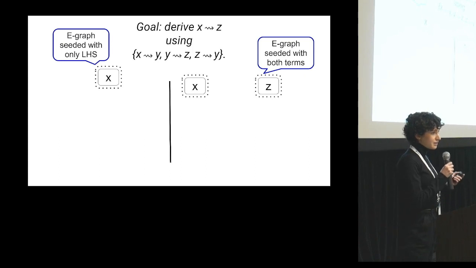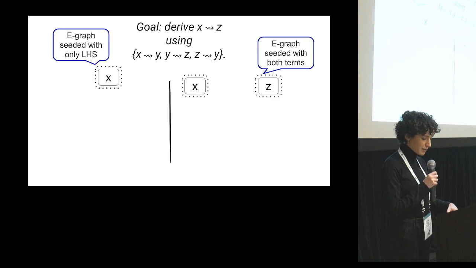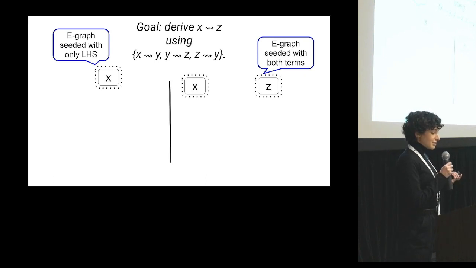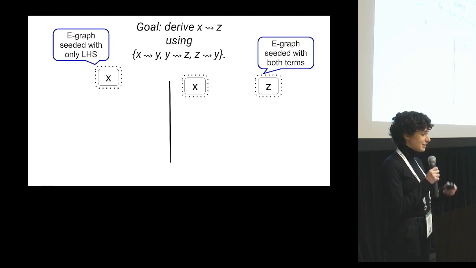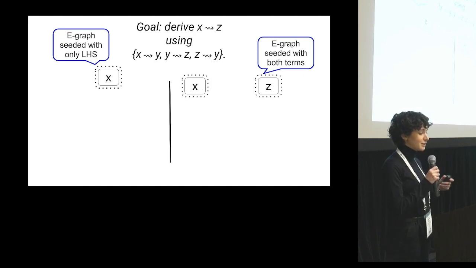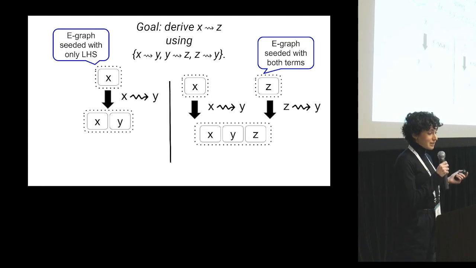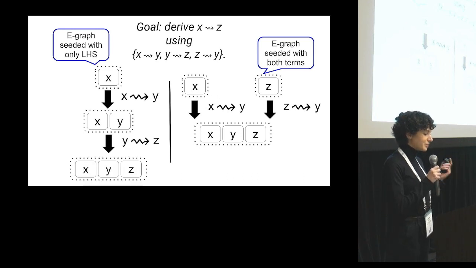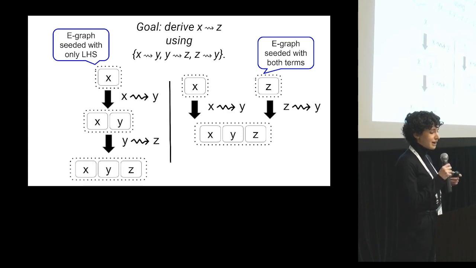We also find that there are performance differences in terms of derivability. So in this case, we have the rule x rewrites to z, and the rule set containing these three rules. And here we do the same thing. We initialize one side with just the left-hand side, and the other side with both sides. And what we see is that when we initialize with the left-hand side only, we need to take 2 steps, whereas on the right, we only have to take 1 step.